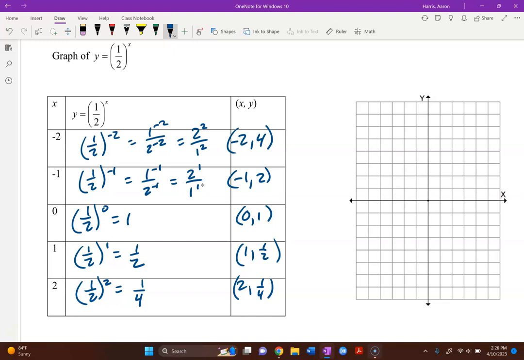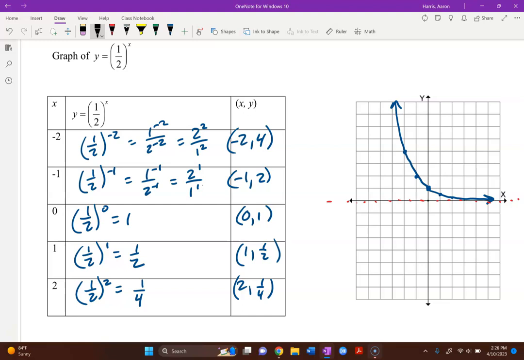So this one, start graphing these. I got 0, 1. Still got that 0, 1 here. Now I got negative 1, 2. Negative 2, 4. 1, I'm only up a half, and 2, I'm only up a 4. 3, I'd only be up an eighth, and so on. I could keep going with this. And you'll see how it also approaches y equals 0. So you got the horizontal asymptote y equals 0.